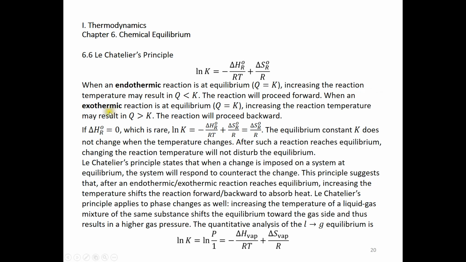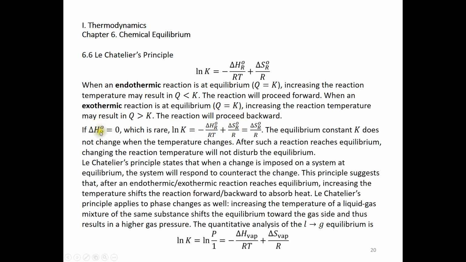And now for an exothermic reaction at equilibrium, Q is equal to K. Now increasing the reaction temperature will reduce the value of K, and in that case Q is greater than K. The system is considered overreacting. The reaction should proceed backward so that Q is equal to K again.